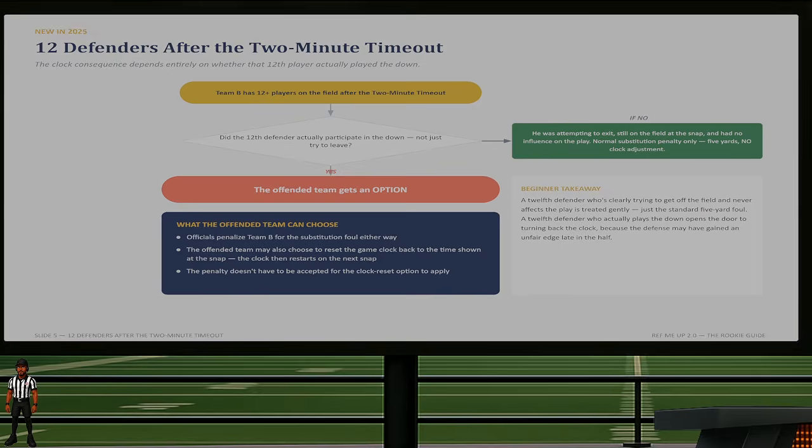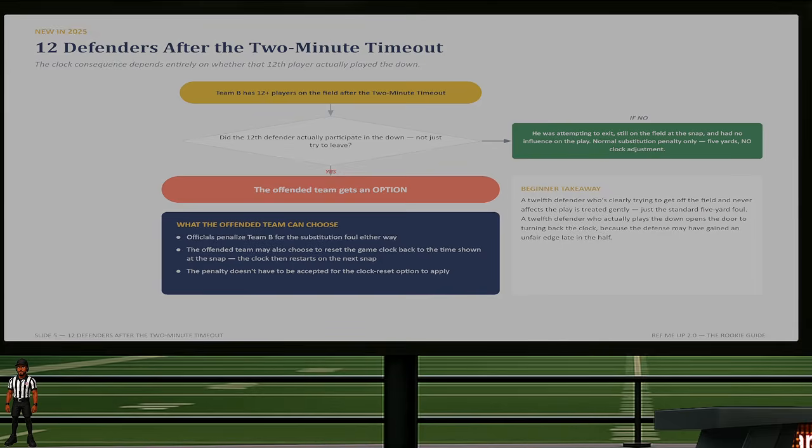Here's the flow. We start with Team B having 12 or more players on the field after the 2-minute timeout. The question: did the 12th defender actually participate in the down, not just try to leave? If no, he was attempting to exit, still on the field at the snap, and had no influence on the play, it's the normal substitution penalty only, 5 yards, no clock adjustment. If yes, the offended team gets an option.